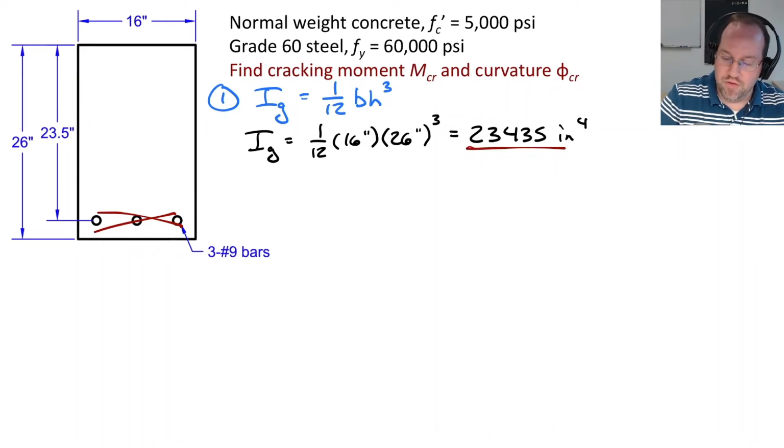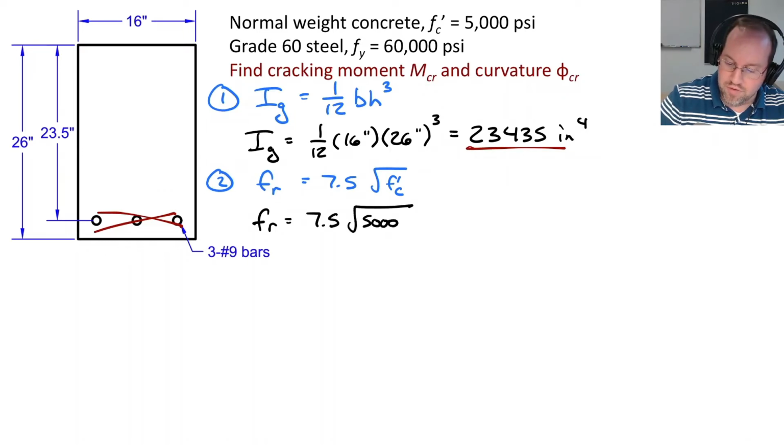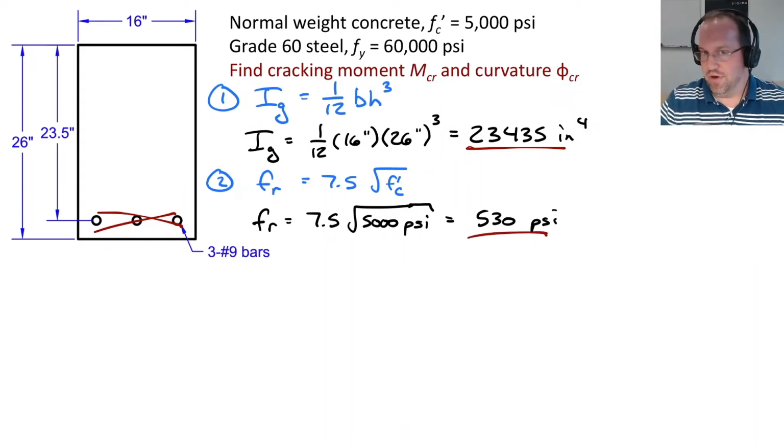Next, let's move on to find my modulus of rupture, f_r, and this is 7.5 times the square root of f'c if we're using units of PSI. So this is equal to 7.5 multiplied by the square root of 5,000 PSI, which is equal to 530 PSI. The result of this equation is always PSI, and the inputs to that equation are also always PSI. Again, if you're using megapascals, there is a separate expression for that.